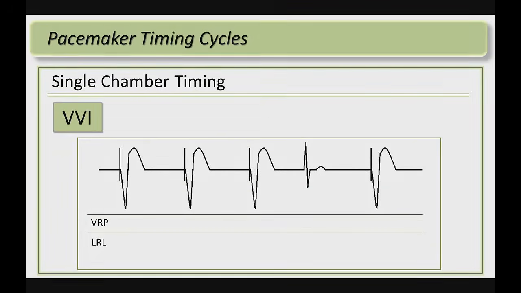Let's look at VVI pacing and how the timers work. In VVI pacing, we have two timers running: the ventricular refractory period and the lower rate limit. First, we see a V pace. With the V pace, we start our two timers, the ventricular refractory period and the lower rate limit. The ventricular refractory period starts telling us to ignore any sensed events during this time because they are most likely not events that we are interested in, such as T waves.